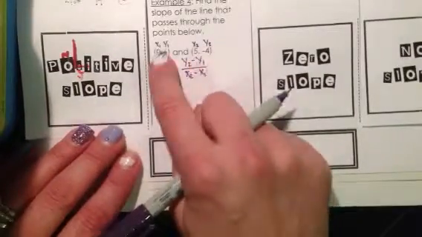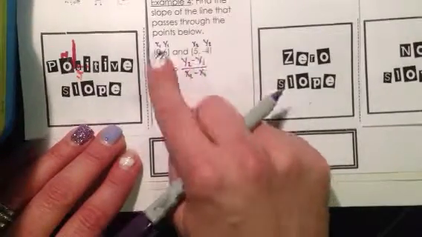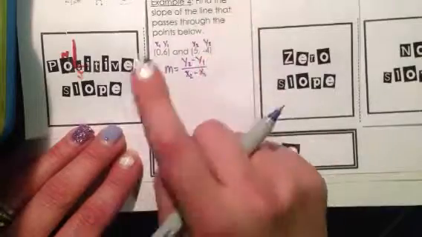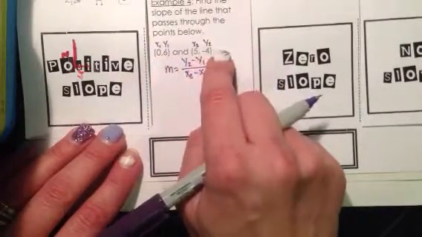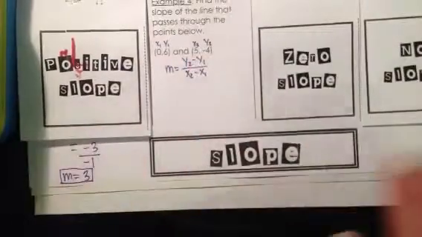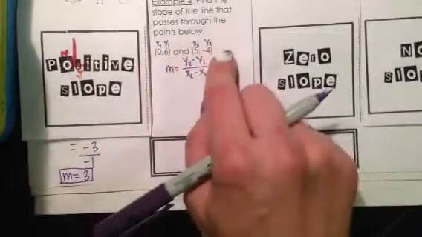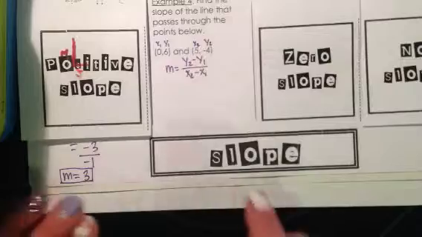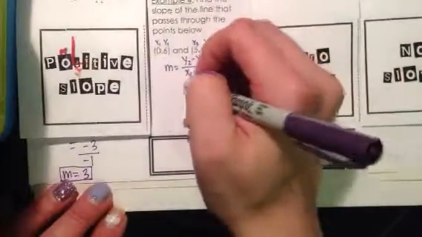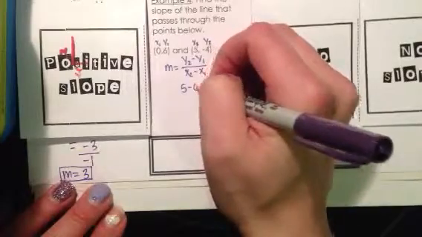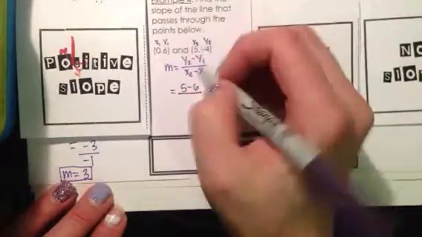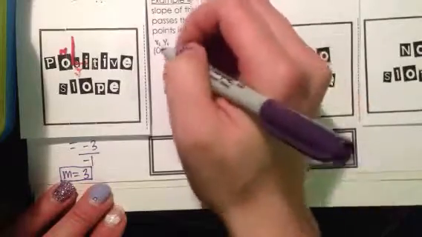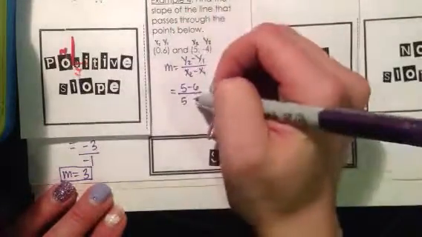It does not matter which point I label 2 and which one I label 1, as long as x1 and y1 are in the same coordinate point and x2 and y2 are in the same coordinate point, everything's fine. This could be x2, y2, this could be x1, y1. It doesn't matter. My y2 is 5. My y1 is 6, so minus 6. My x2 is 5. And my x1 is 0.